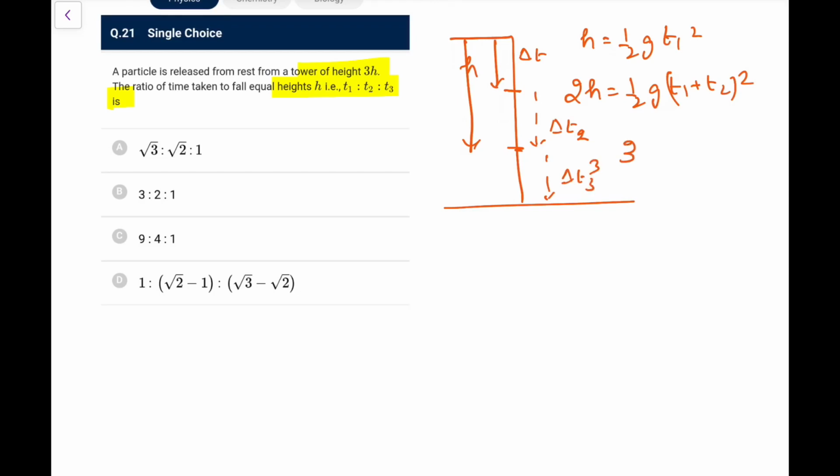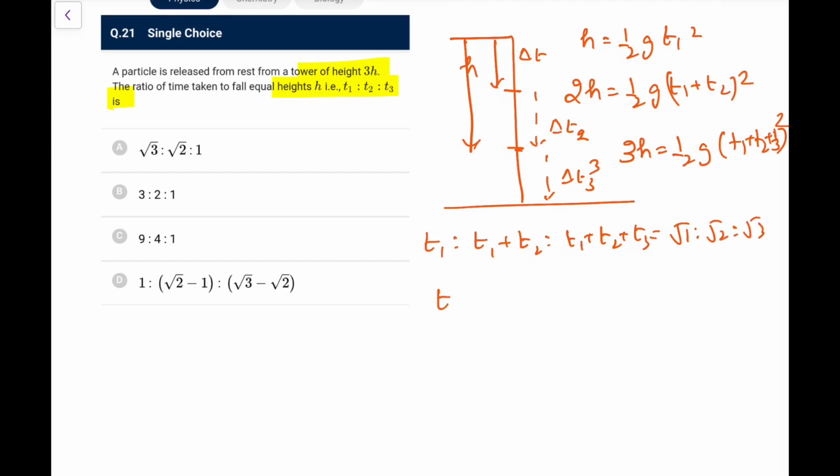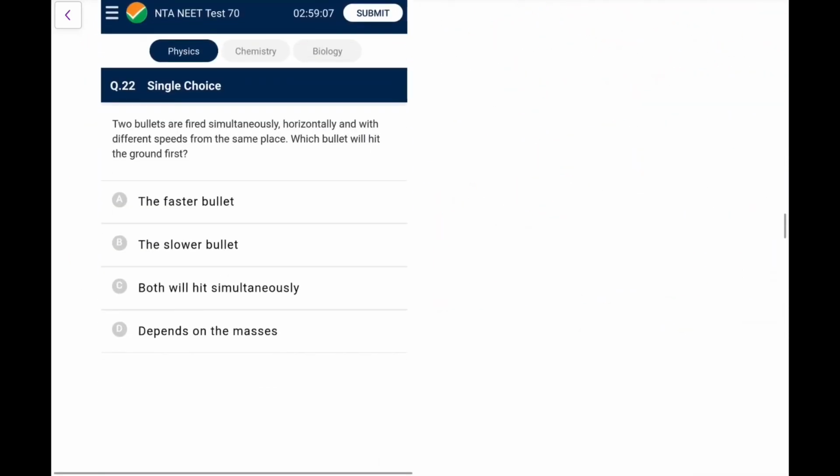So 3h would similarly be half g into t1 plus t2 plus t3 whole square. So what we have is t1 to t1 plus t2 to t1 plus t2 plus t3, that ratio will come out as root 1 is to root 2 is to root 3. So t1 is to t2 is to t3 will come out as 1 is to root 2 minus root 1 is to root 3 minus root 2. That is what you are going to have. So this is a standard one. Go for option D. Next one.